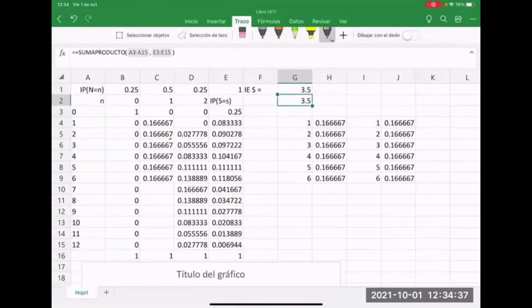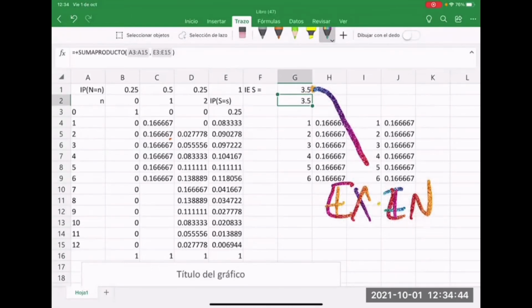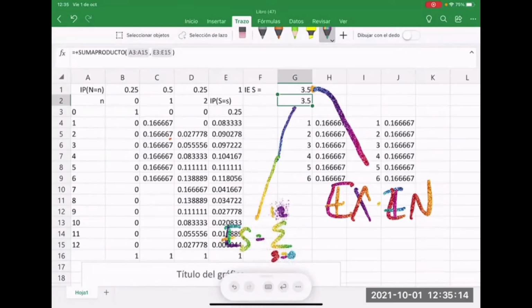In the first one, for this one, I did the expectation of x times the expectation of n. For this one here, for the expectation of s, I just took the sum from s equal to 0 to 12, right? Of what? Of s times the probability of s. That's it. Now, we can do just the same thing with the variance.